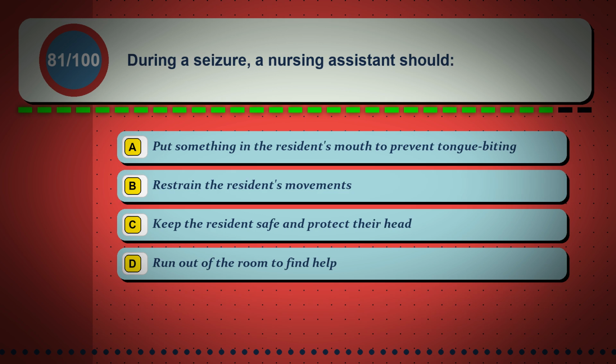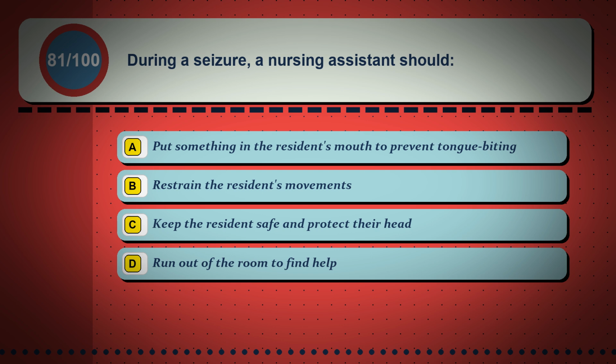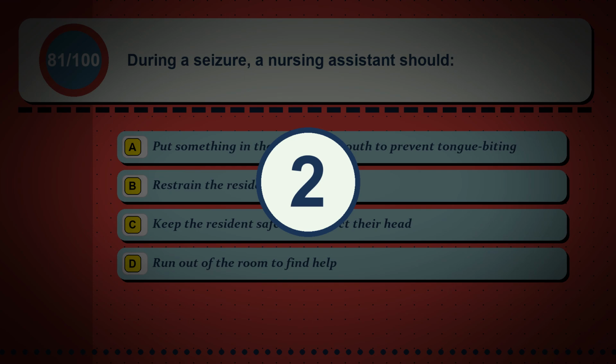Question 81. During a seizure, a nursing assistant should: Option A, put something in the resident's mouth to prevent tongue biting. Option B, restrain the resident's movements. Option C, keep the resident safe and protect their head. Option D, run out of the room to find help.